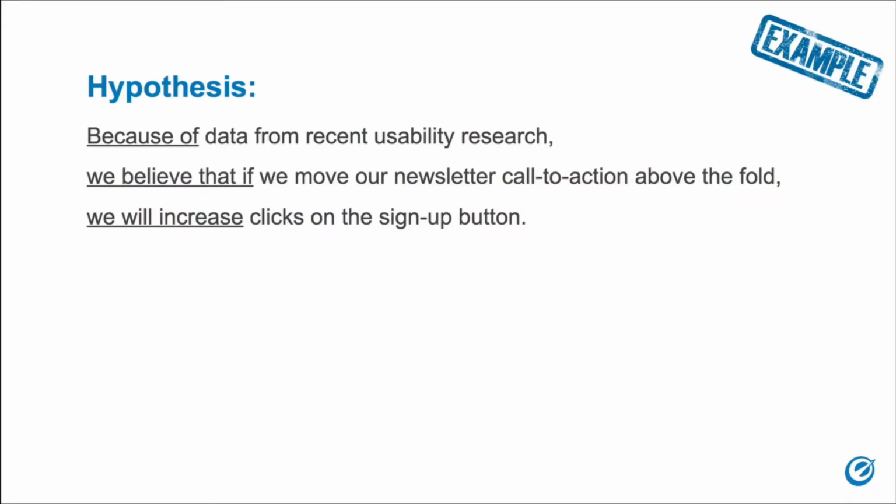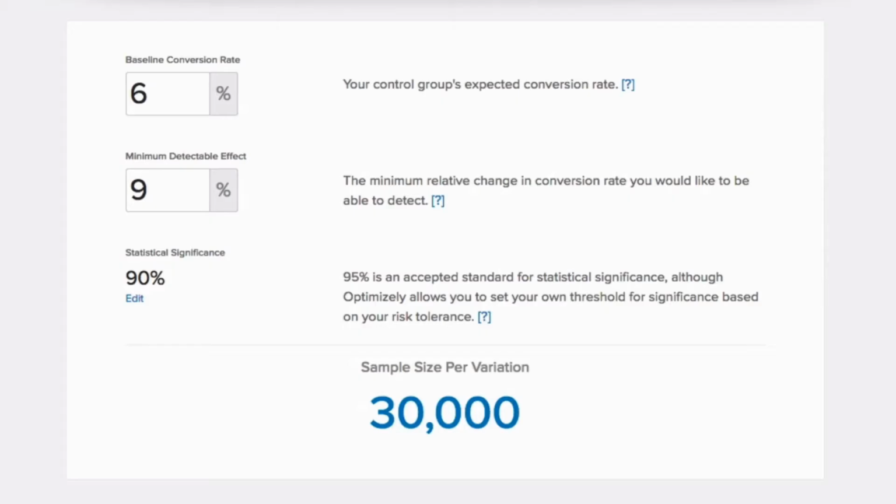For example, imagine we are planning an experiment based on the following hypothesis. Because of data from recent usability research, we believe that if we move our newsletter sign-up call to action above the fold, we will increase clicks on the sign-up button. We would like to understand whether this experiment makes sense to run and what to expect. Let's try to plug the numbers in. First, we are working with a 90% statistical significance threshold, so we will leave that as is. Then, after looking at our analytics over the last 3 months, we see that our baseline conversion rate is 7%.